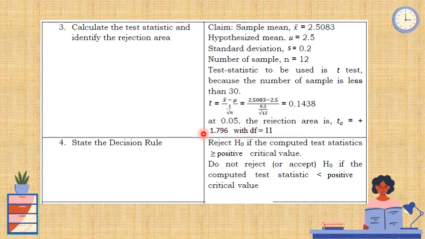Kung matatandaan nyo, sa paggamit ng ating t table, kailangan nating alam natin yung value ng degree of freedom or DF. Ang formula lang naman nito ay n minus 1. Ang n natin ay 12 minus 1. Kaya siya naging 11. And then, tsaka tayo titingin doon sa ating t-table, ang DF 11, at yung ating alpha is 0.05. So, doon nakuha yung 1.796. So, pwede kayong mag-refer doon sa t-table na ginagamit natin.